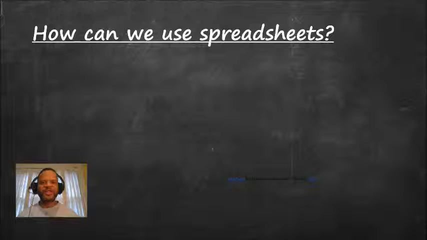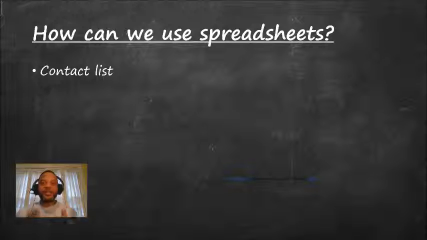So what can we use these grids for? How can they be useful to us? Well, I've used spreadsheets for many different reasons. One type of spreadsheet that I've created in the past was a contact list. Simply a grid, like a table with first names, last names, phone numbers, cell phones, home phones, addresses, email addresses, mailing addresses, and so forth.